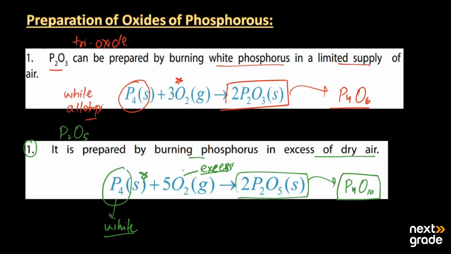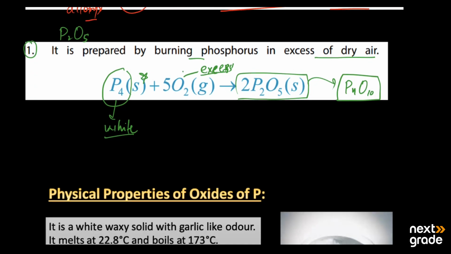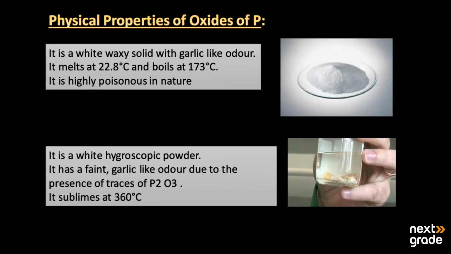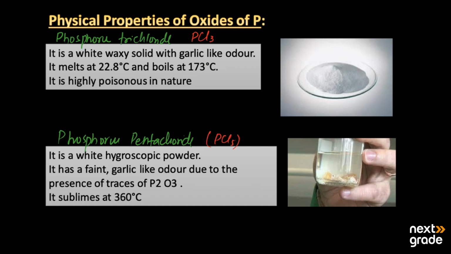Now, after the preparation of these oxides of phosphorus, we will learn about some physical properties, that is, the main physical properties of these compounds. Here are the properties of the first one, phosphorus trichloride, and these are the properties of phosphorus pentachloride. The formula for phosphorus trichloride is PCl3, and for the pentachloride it is PCl5. So let's start the topic.